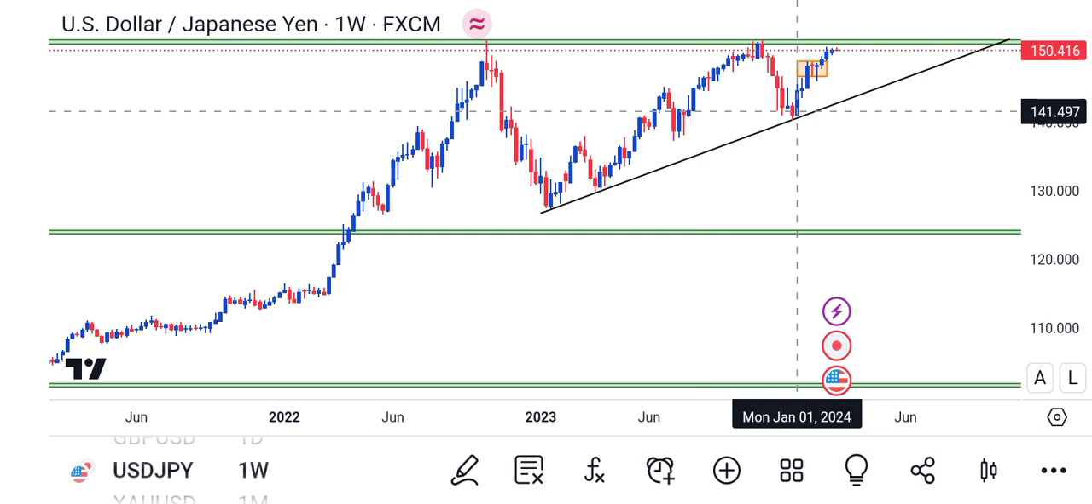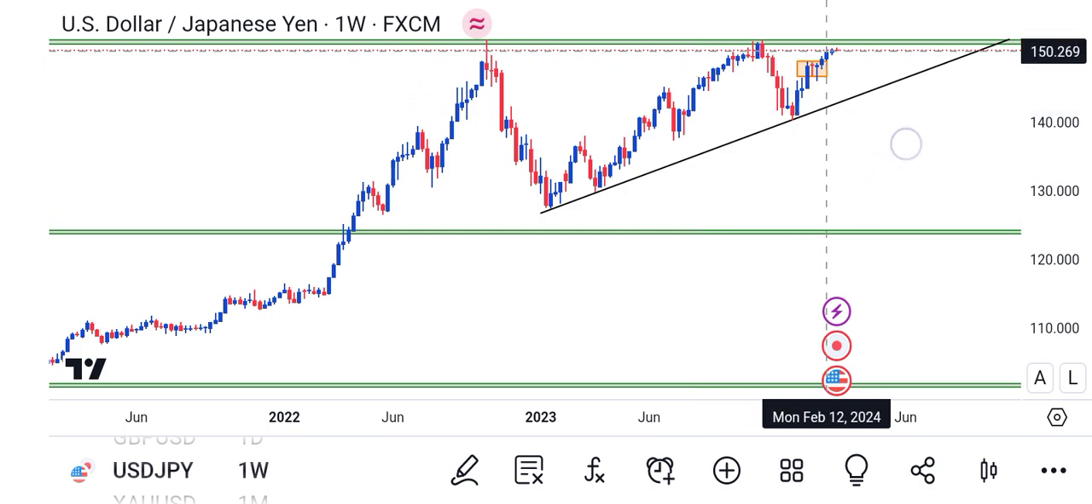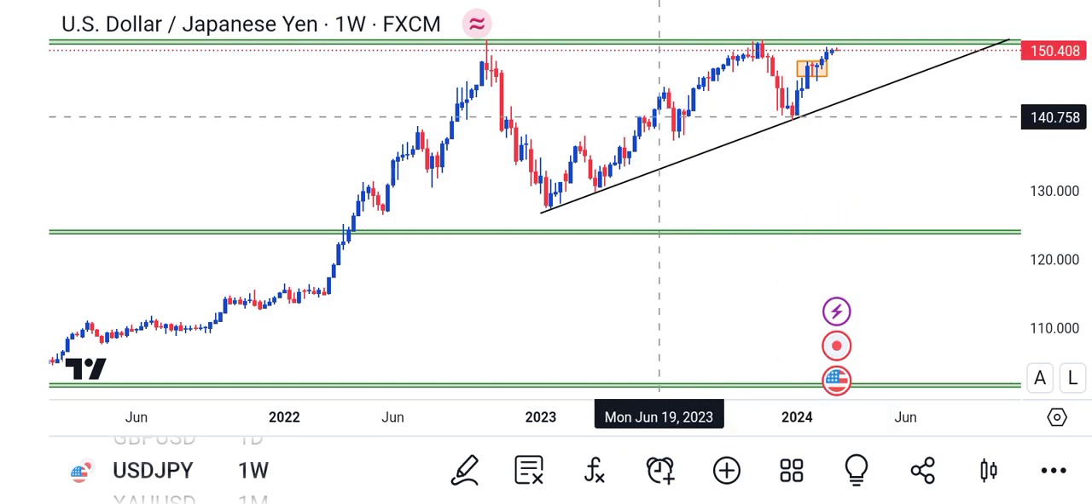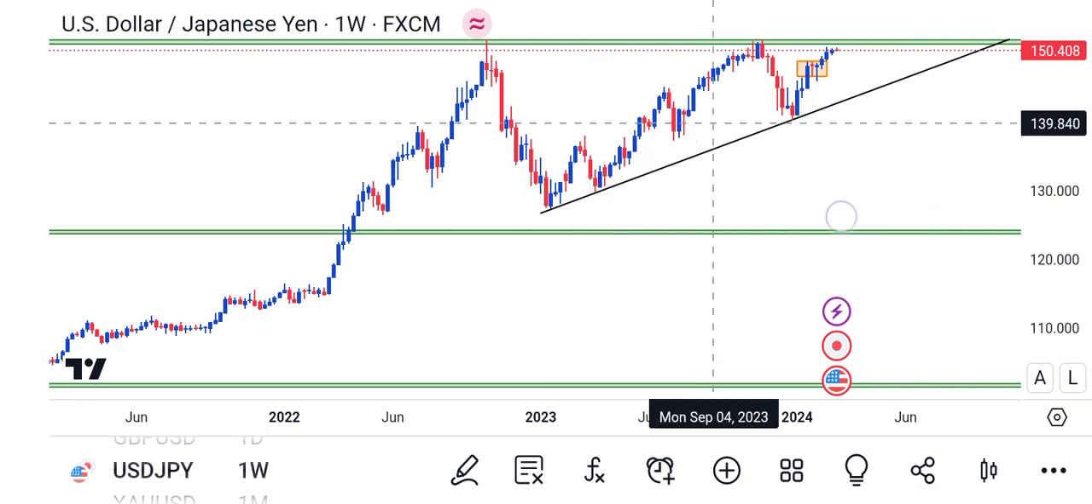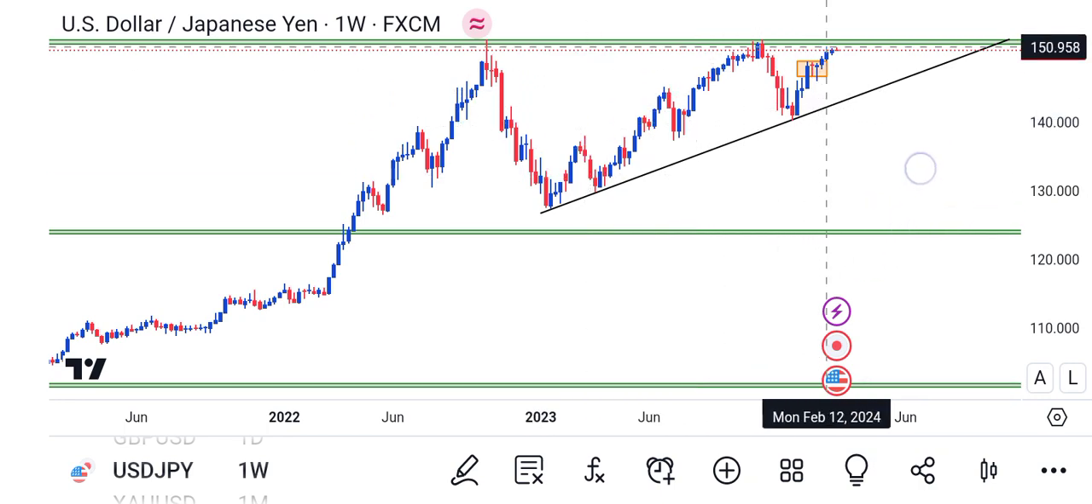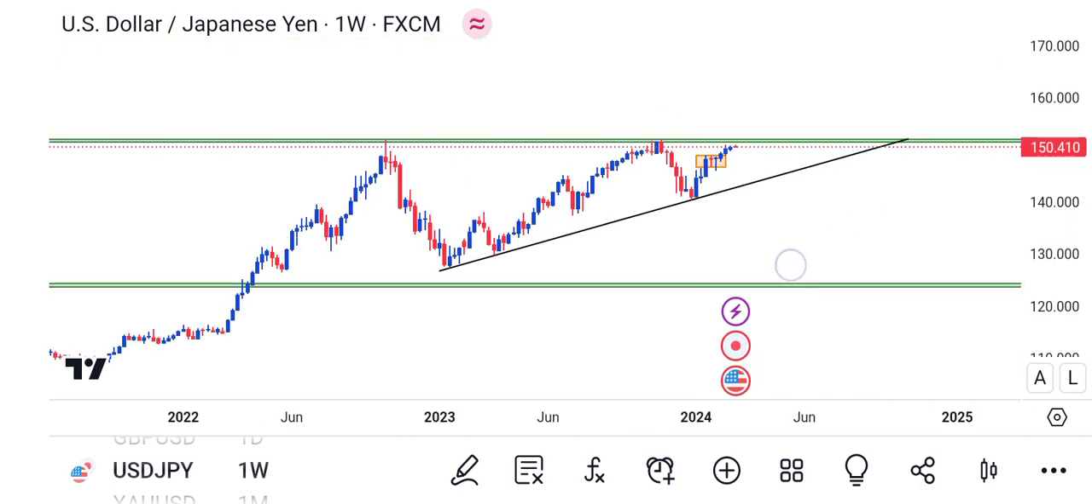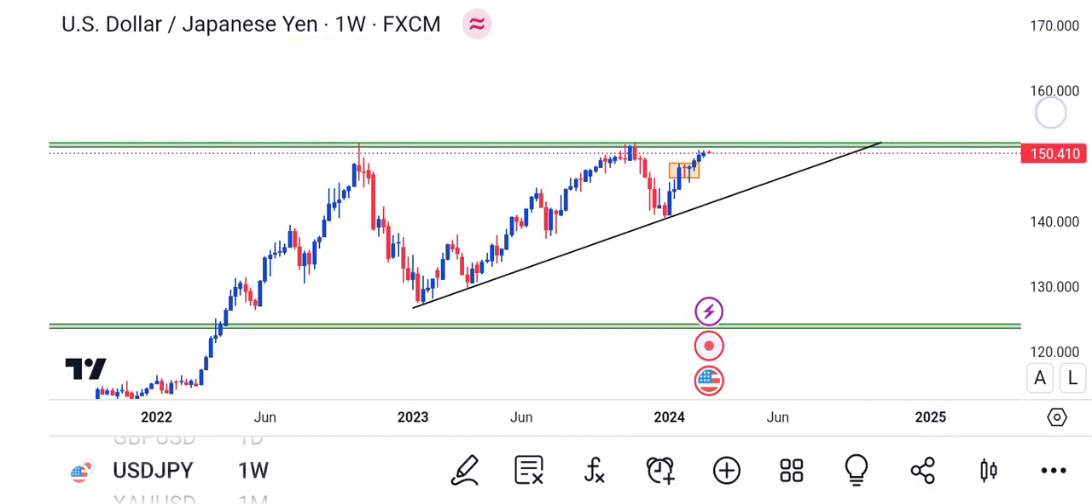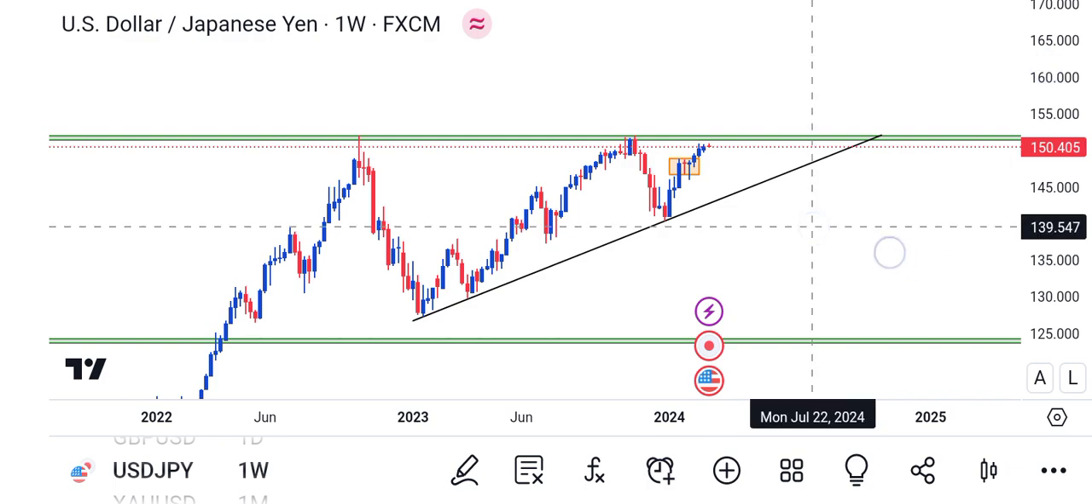So that's the reason why USDJPY gave us this bullish move: number one, we're in an uptrend, and number two, it respected this trend line here. That's the reason for this bullish move. So for now, USDJPY is, I would say, 50-50, because it's already at a resistance zone.